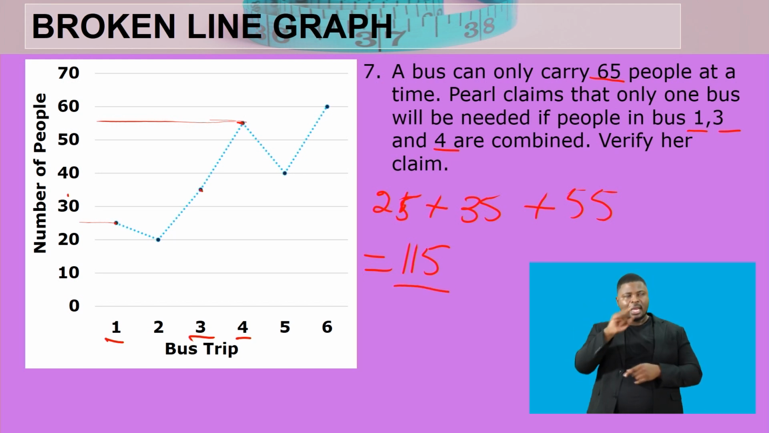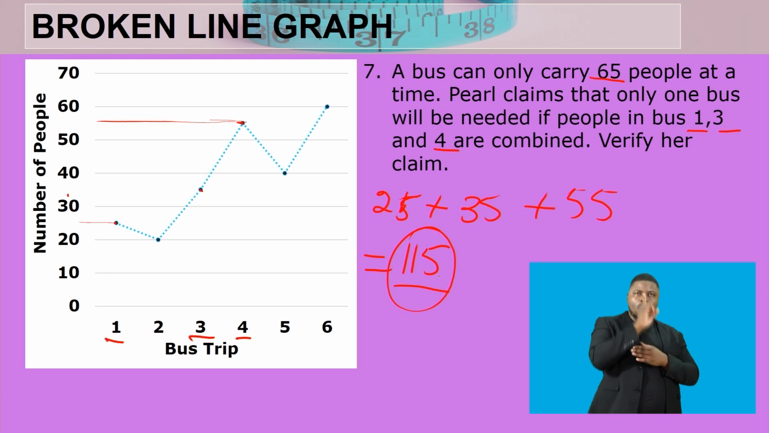Now remember, Pearl's claim was that since a bus can only carry 65, she was claiming that only one bus will be needed if we combine the people that were in these 3 bus trips. So we are getting that actually the number of people in all the 3 bus trips are 115. So that means they will never fit in one bus because one bus can only carry 65.